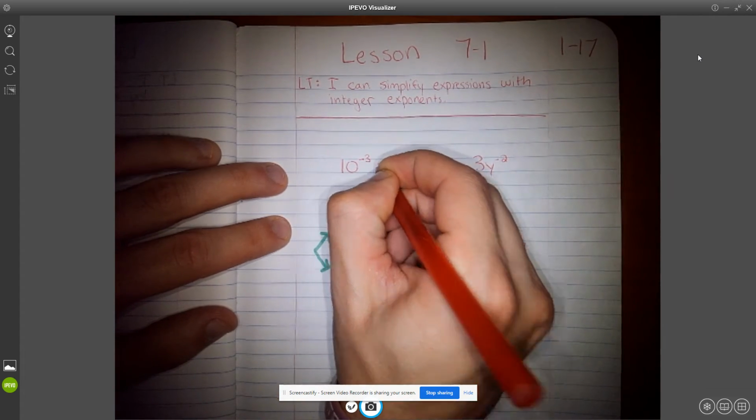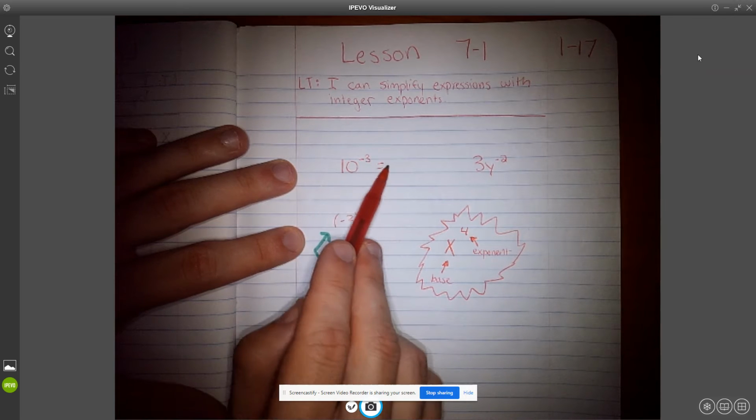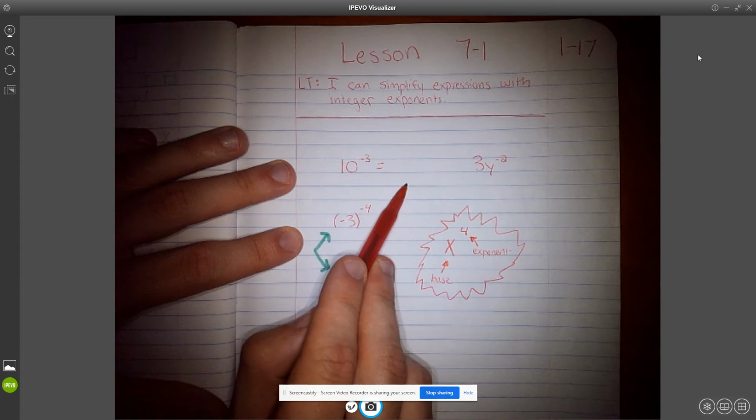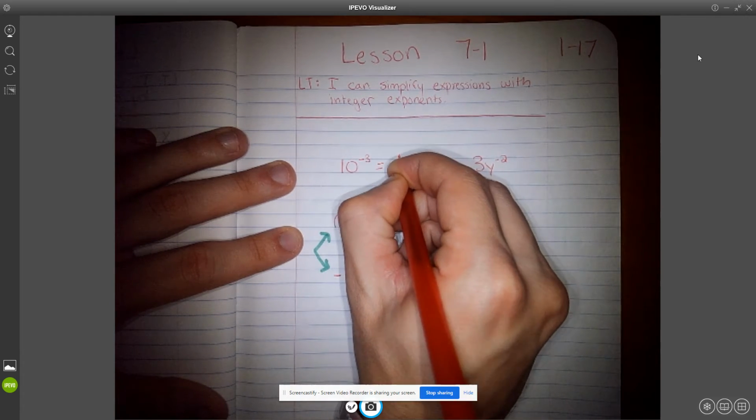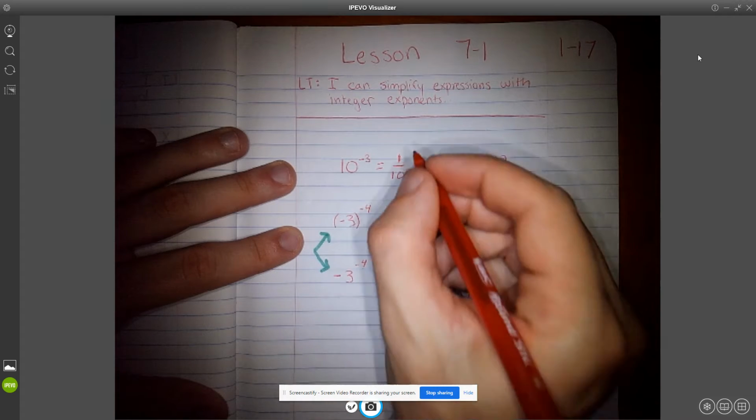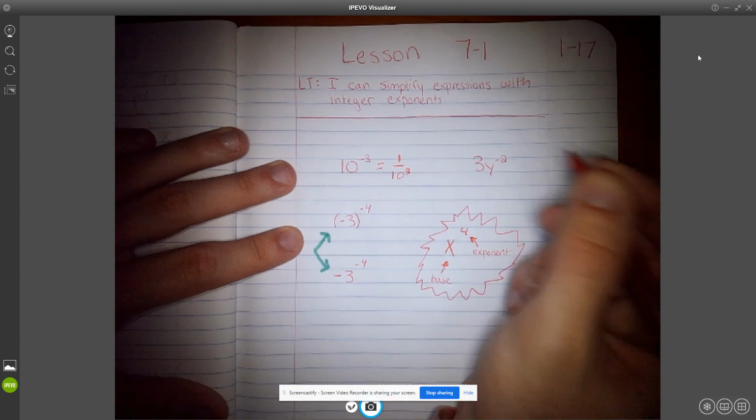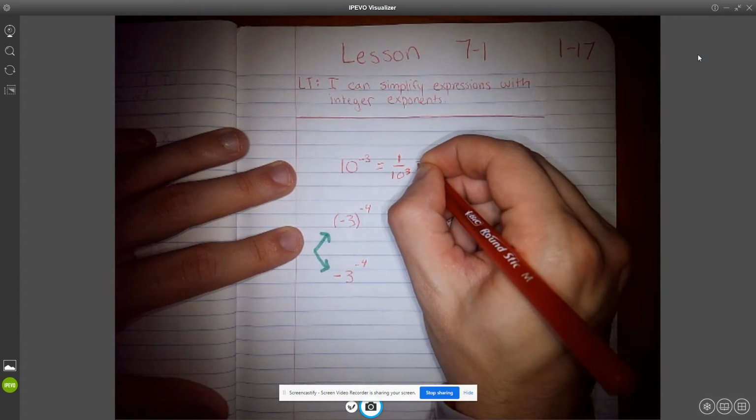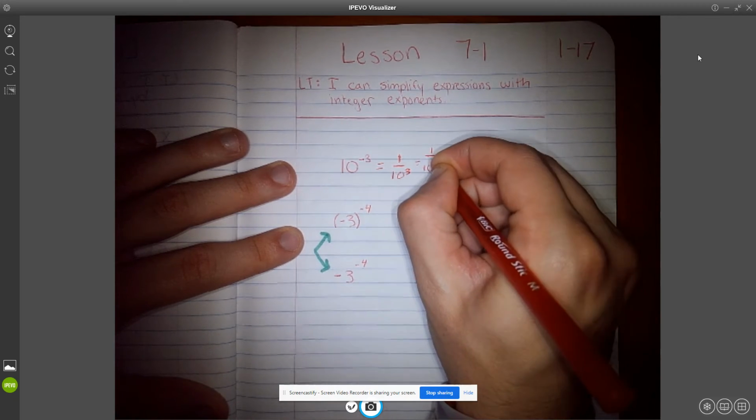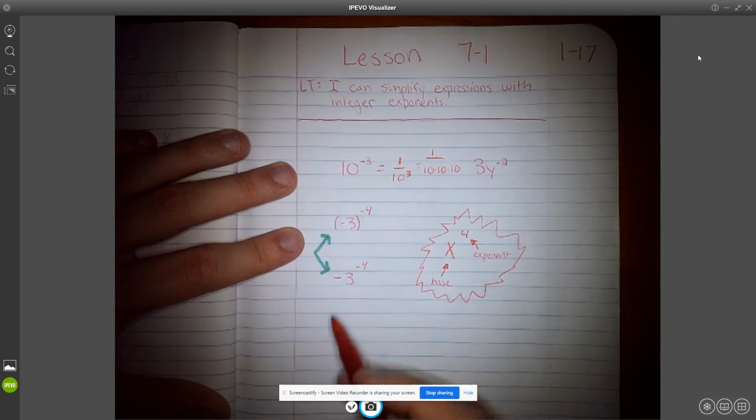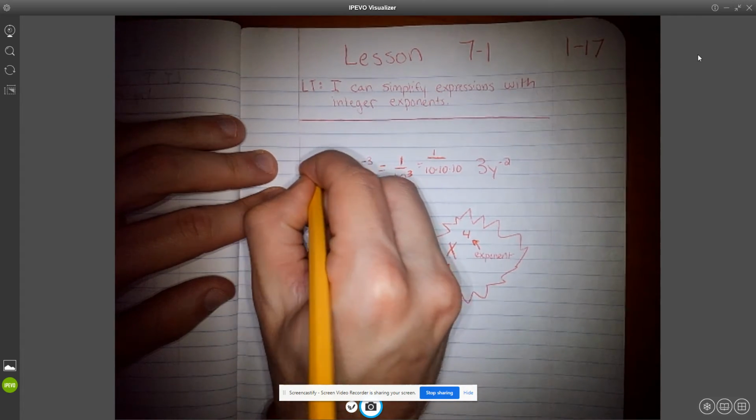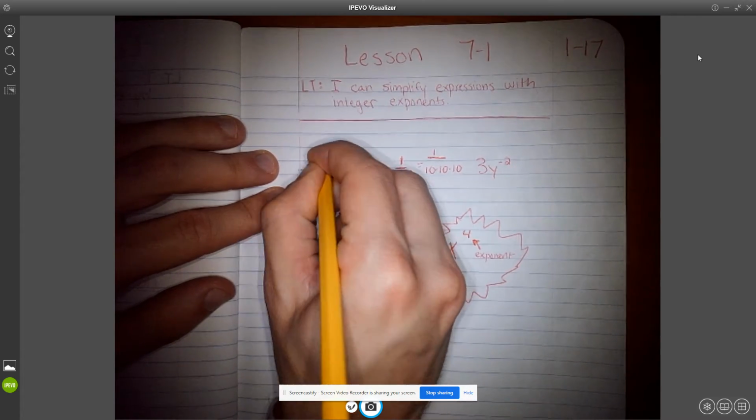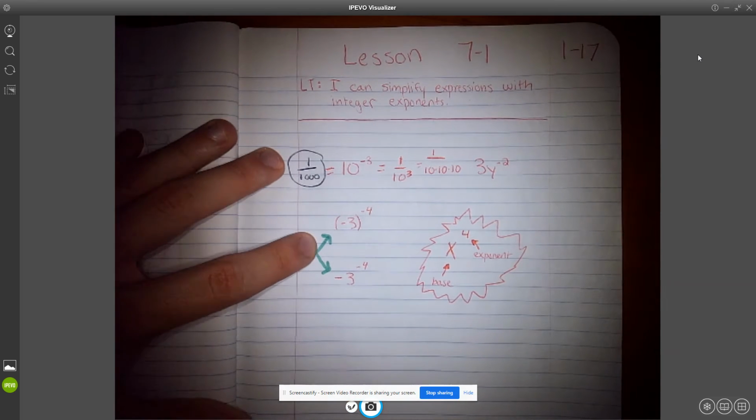This is super simple to solve. Anytime we have a negative exponent, we're just going to take this and put it on our denominator, underneath as a fraction. So what this would look like is 1 over 10 to the third. And what that looks like is 1 over 10 times 10 times 10. 10 times 10 is 100, times 10 is 1,000. So this would equal 1/1000. And that's how we solve that.